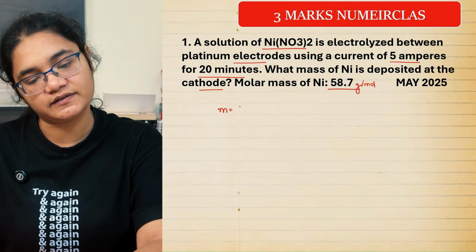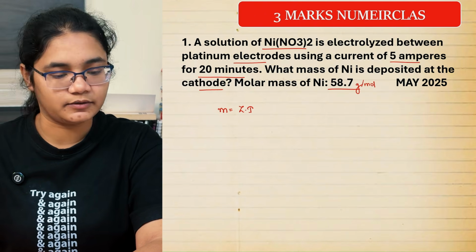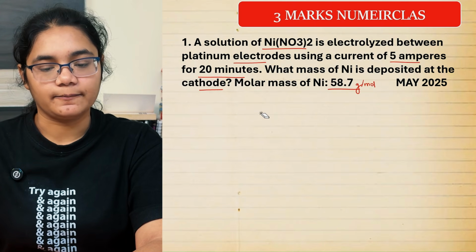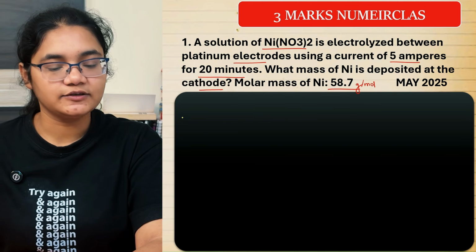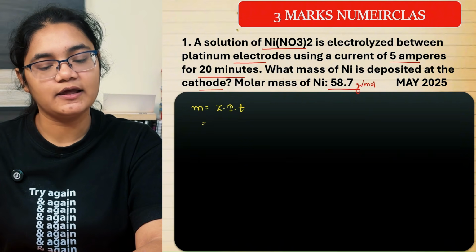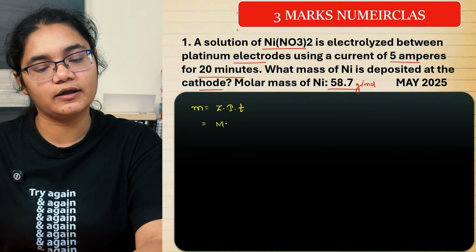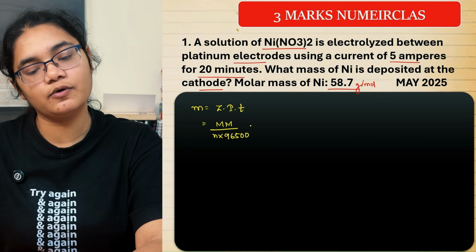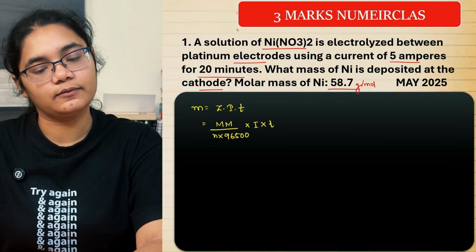What does Faraday's first law say? M is equal to Z. Let me erase this and write over it. So we know that M is equal to Z into I into T, right? What is the Z value? Z is equal to molar mass divided by n into 96500, so M is equal to molar mass divided by n into 96500, into I into T, right?